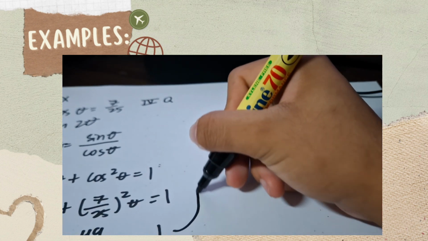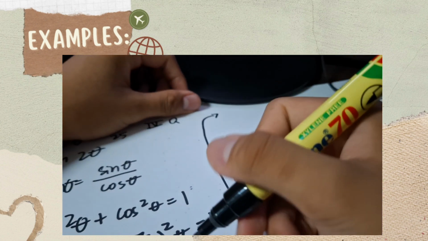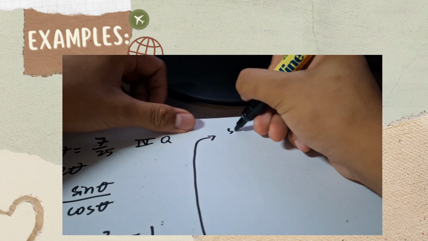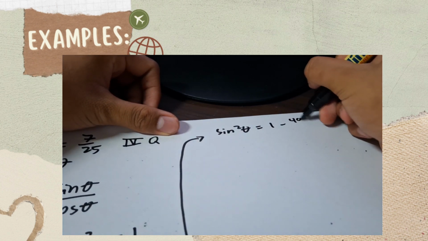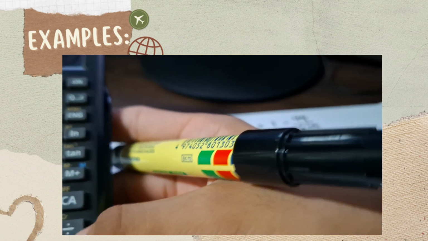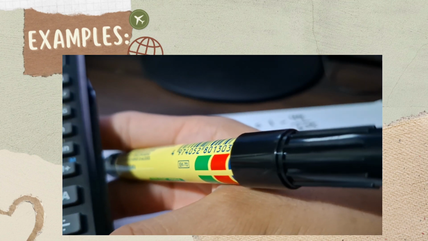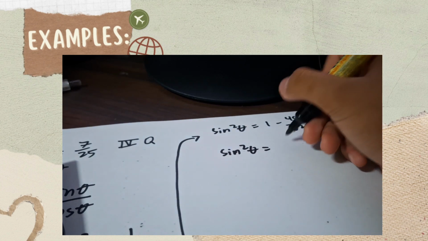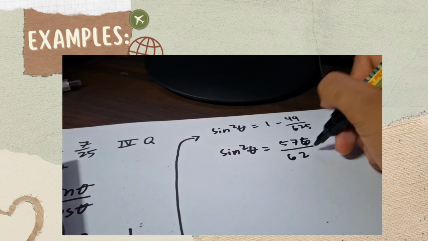So let's move up over here so we don't run out of space. We need to transpose, or at least transfer, this to the other side to get the value of sine squared theta. So it will be 1 minus 49 over 625. And as we input that on our calculator, 49 over 625, it will become sine squared theta is equal to 576 over 625.